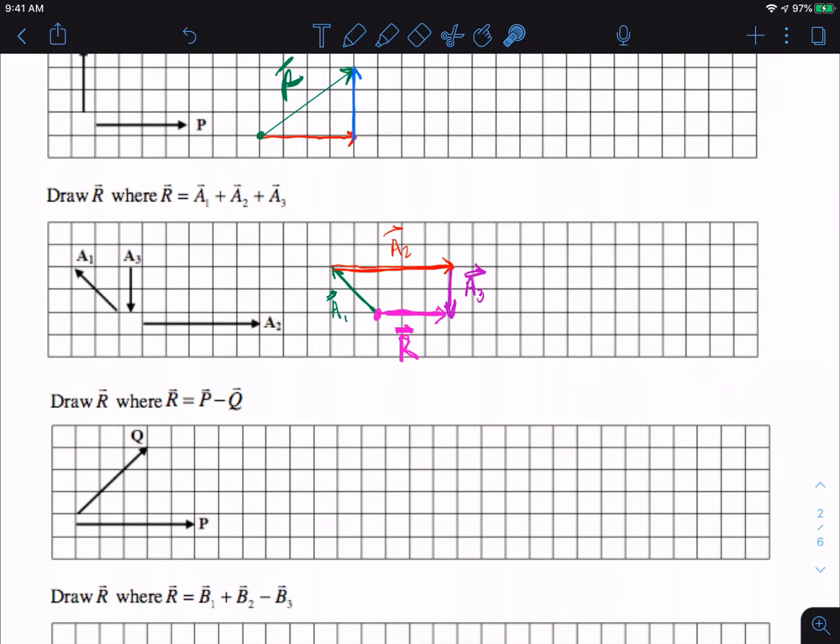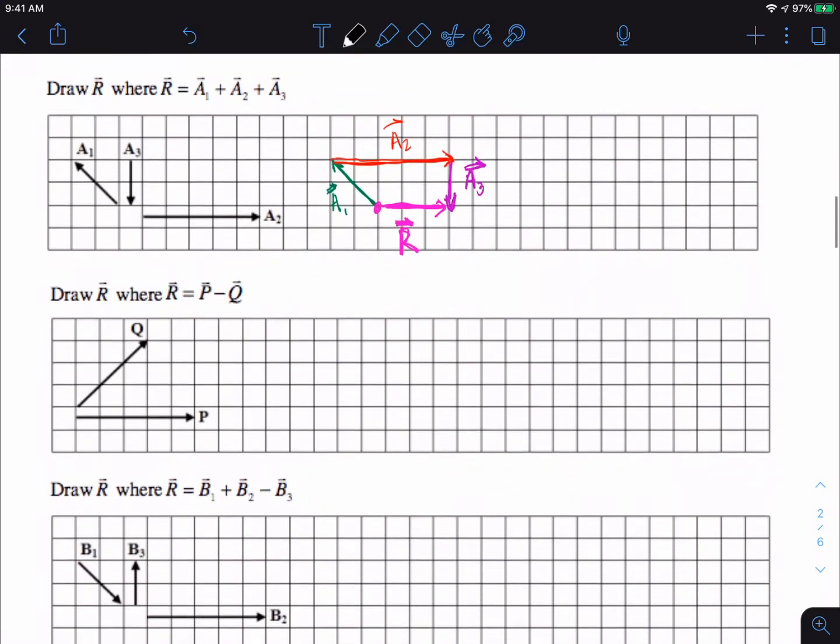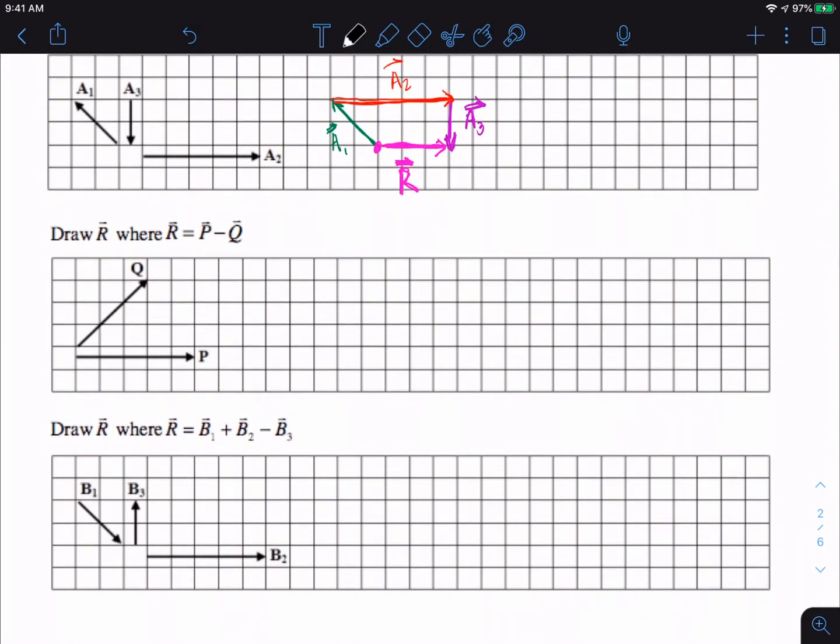There's another way you could have done this problem too. It's not a big deal. You could have done this guy right here, added these two, and that result would have been this, and then added A3 to it, and that would have gotten you to the same point, right? Because A1 plus A2 is that blue line, but there's no need to get confused with that, so just stay with what I've shown you. That will work. Okay, let's do this next one.